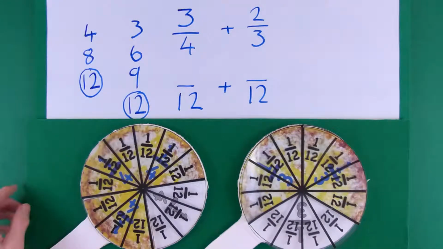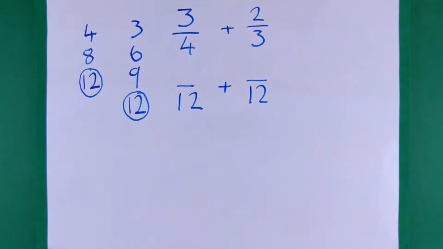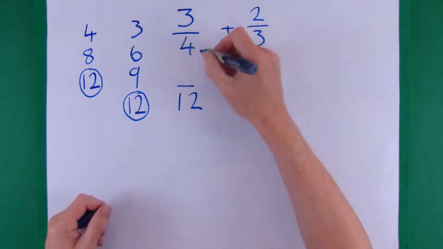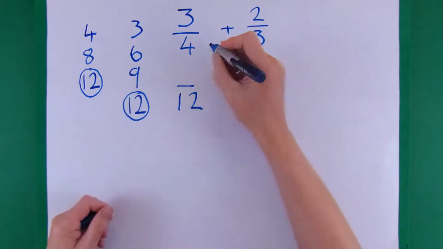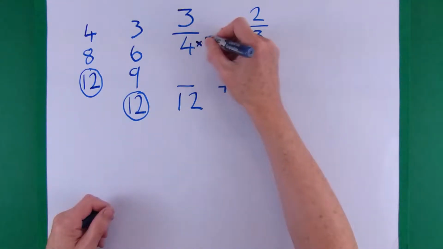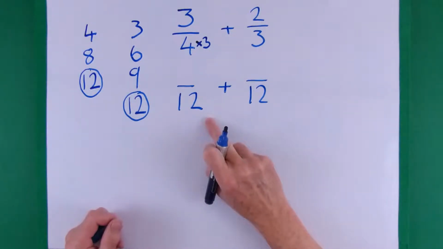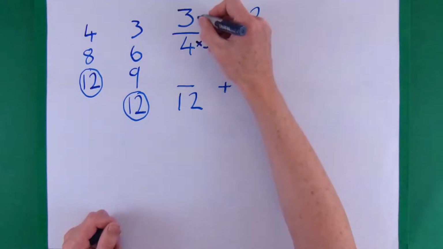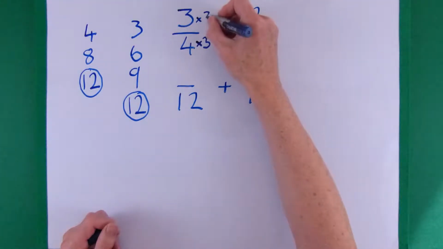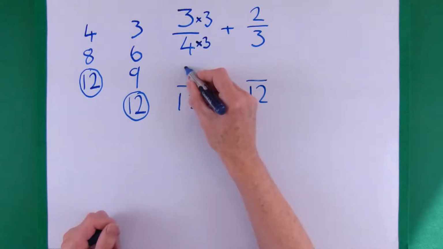Now we'll have a look at finding the top numbers. The 4, to make the 4 up to 12, we multiply by 3. 4 3s is 12. So to keep the same fraction, we must do the same to the top number. So multiply the 3 by 3, and this gives us 9.